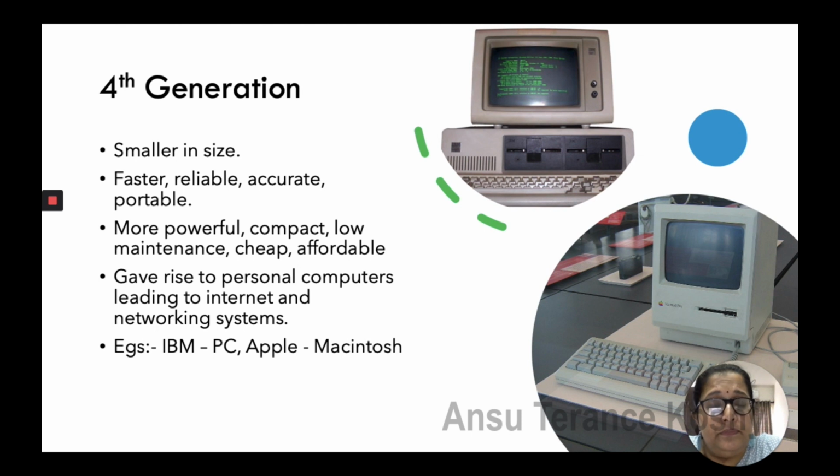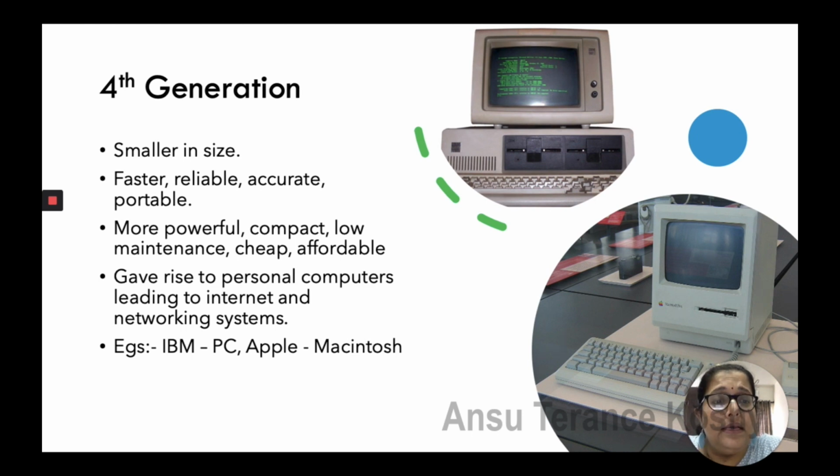More powerful, compact, low maintenance, cheap and affordable. It was more powerful than the previous generation. Compact means smaller in size compared to the previous generation. Low maintenance means cost of running it was very less. It was cheap. It was less costly compared to the previous machine and it was very affordable for people to buy.